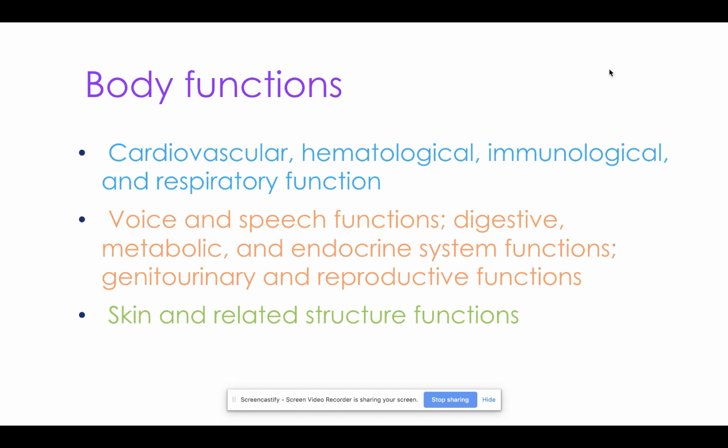The next area of body functions are looking at the cardiovascular system. This is the heart and the lungs. It's looking at the hematological, immunological, and respiratory functions. So this is looking at the blood, the lymphatic system, and really those lungs to see how everything is moving. The next one is looking at voice and speech functions, the digestive and metabolic systems, the endocrine system, and then the reproductive organs. And then the last one is looking at skin and related skin functions.